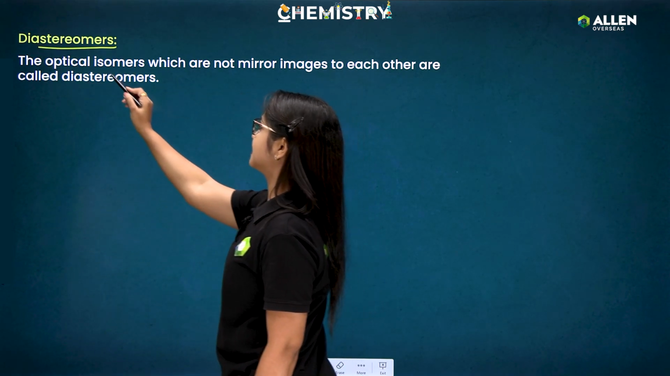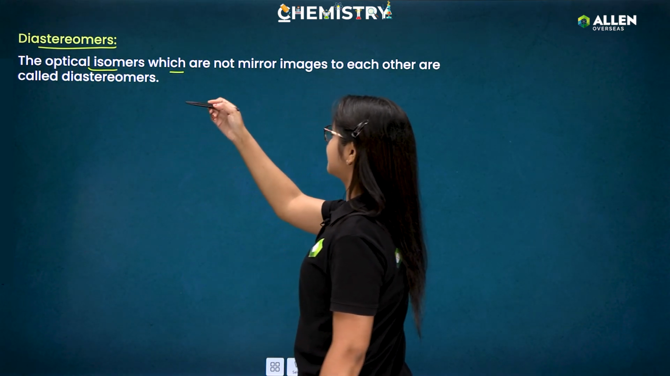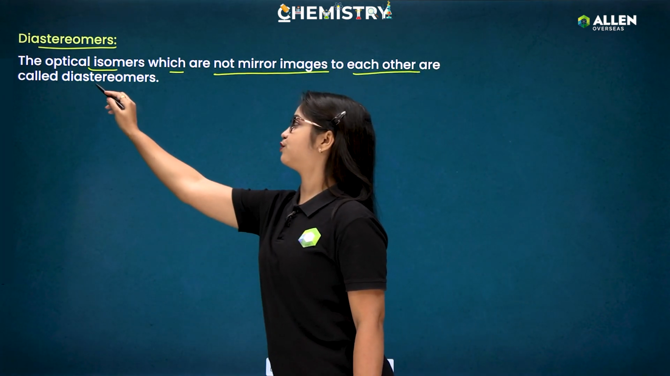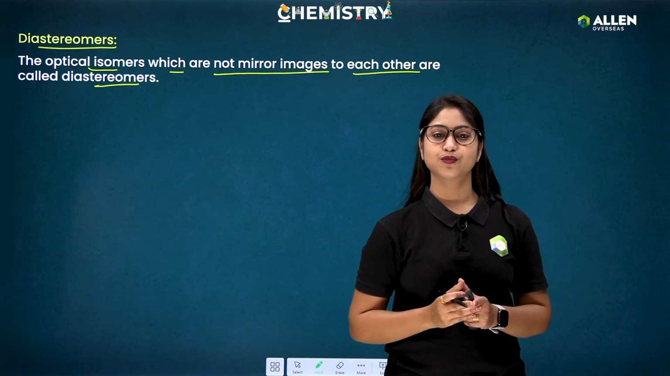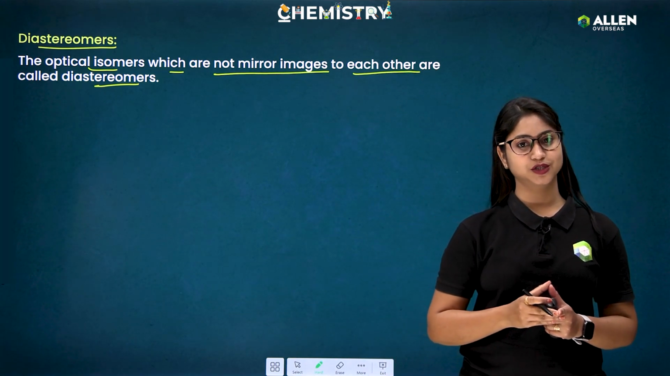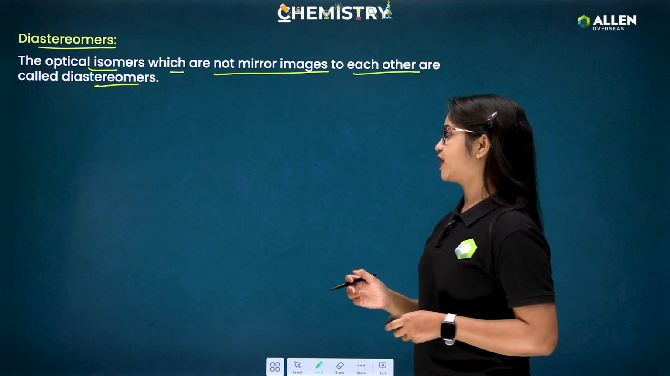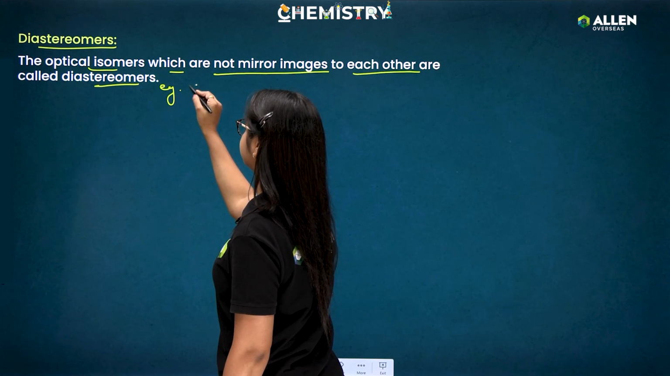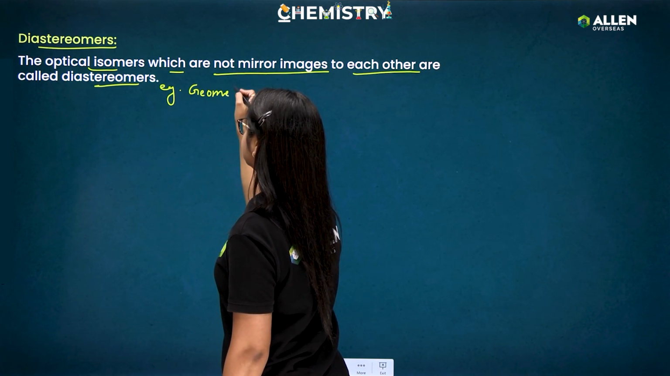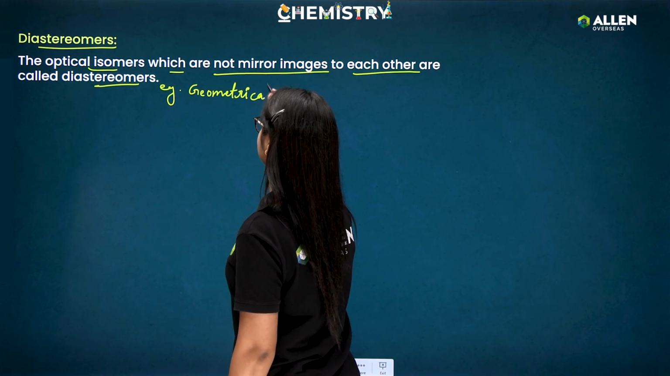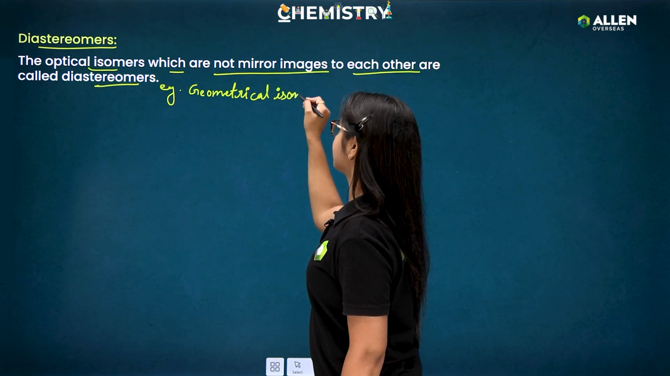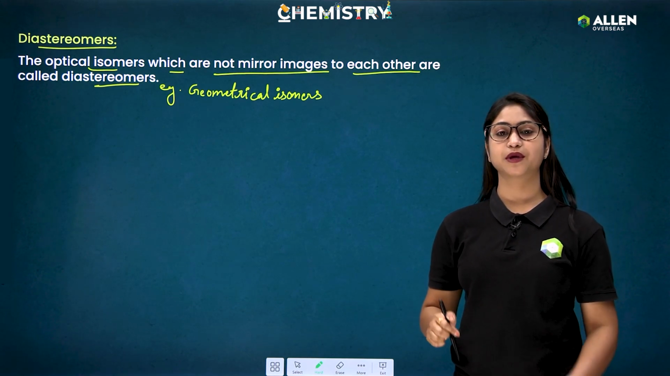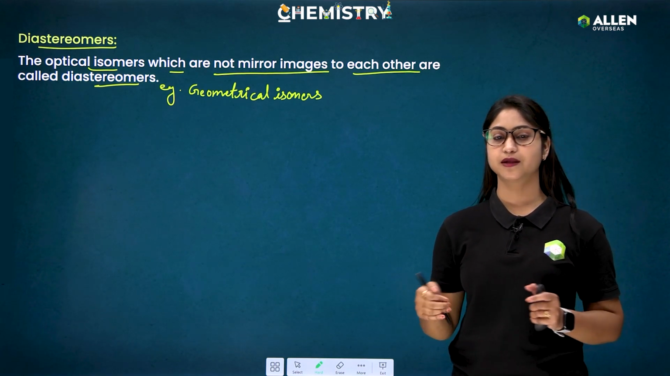Diastereomers, the optical isomers which are not mirror images to each other, are called as diastereomers. Okay, so these diastereomers are not mirror images of each other. So for example, the geometrical isomers can be called as diastereomers. Why? Because geometrical isomers are not mirror images of each other.